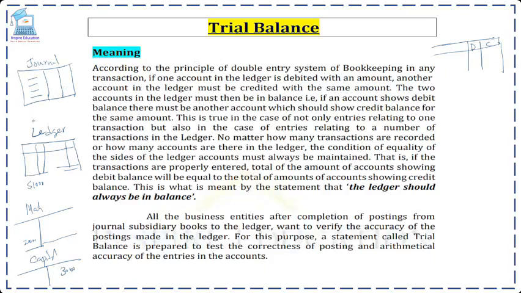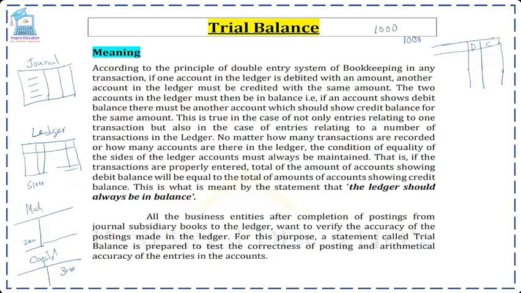Suppose we are passing a journal entry, any entry. If there is 1,000 rupees of debit, there must be the same amount of credit. That means if we prepare a trial balance with the balances of all the debit sides and all the credit sides, it should tally at the end of the particular period. This is the purpose of trial balance.